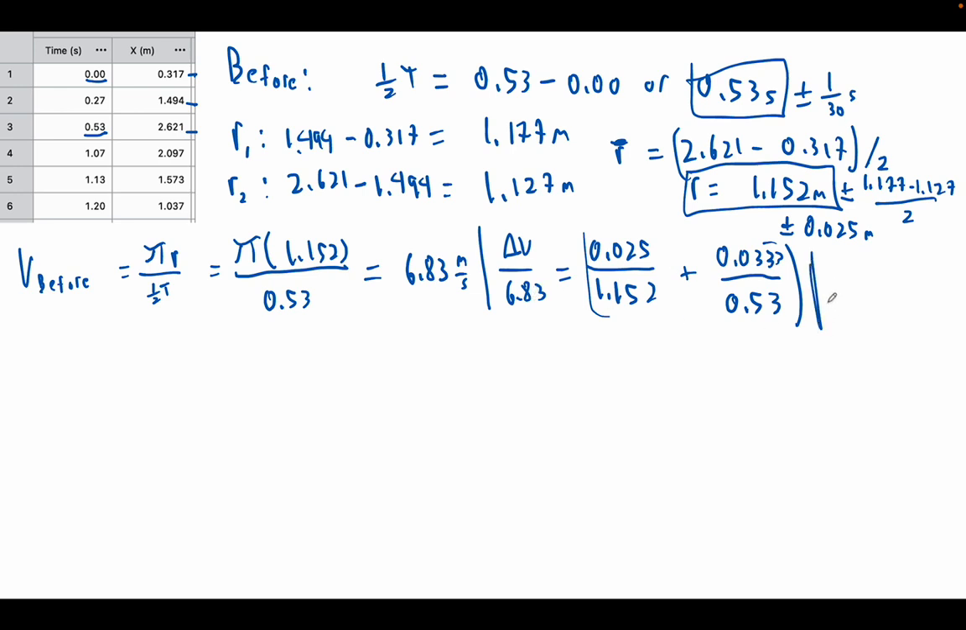And our delta V is, let's figure this out. I'm going to take the raw number, it's really 6.82851, whatever. So that times, left parenthesis, 0.025 divided by 1.15, whoops. Okay, plus 0.0333333, a bunch of threes, divided by 0.53, right parenthesis. Let's see what I get. And I get that this is plus or minus 0.58 roughly.